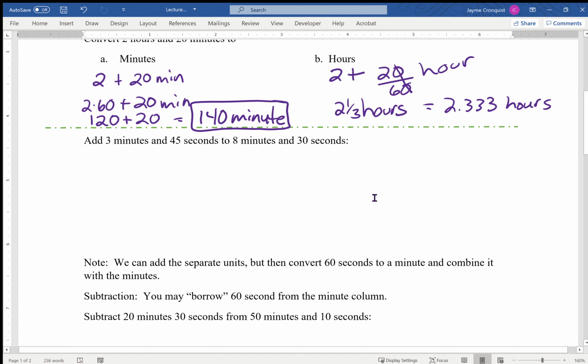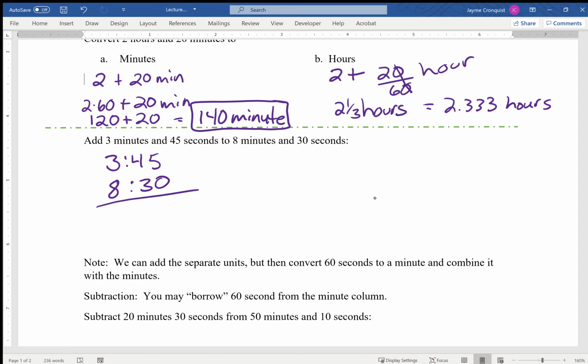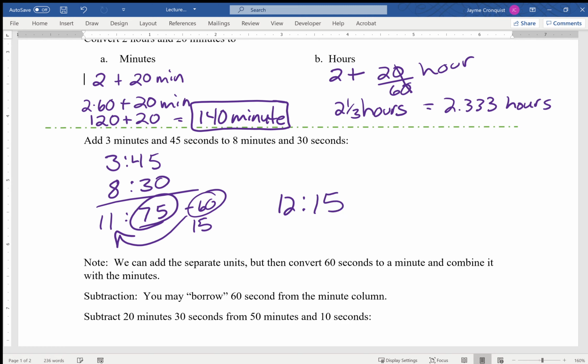add 3 minutes and 45 seconds to 8 minutes and 30 seconds. So what we're going to do first is add my minutes and seconds. So we have 11, and this isn't my final answer, so this becomes 75. But this has to be converted, I can't have anything over 60. So if I subtract 60 off of the 75, I get 15. So this 60 then has to add to the 11. So I have 12 minutes and 15 seconds.